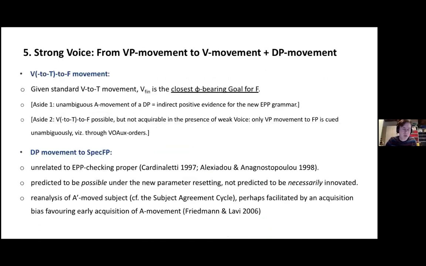Now, the reason why I think the V to T movement option wins out is related to locality. There is V to T movement anyway, and which will make sure that the finite verb is in all cases the closest goal for the functional head, the higher one that bears the EPP requirement. And I think that's more or less the gist of the story that gives you the new parameter setting. On the other hand, the new parameter setting also opens up the door for DP movement to be possible, but not obligatorily so.